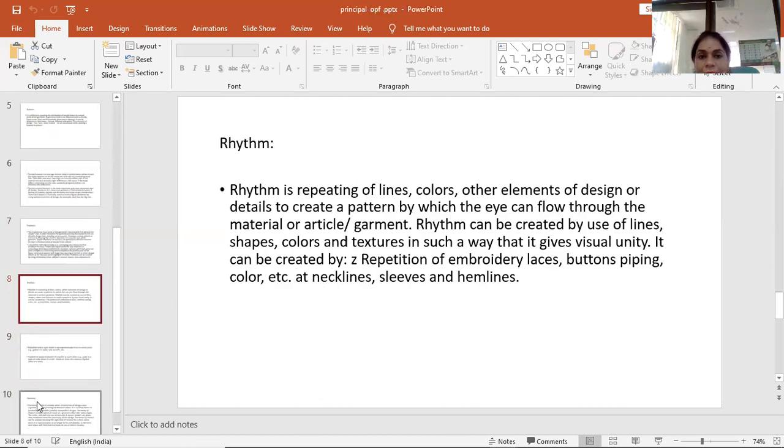Rhythm. Rhythm is the repeating of lines, colors, other elements of design or details to create a pattern by which the eye can flow through the material or article of garment. Rhythm can be created by using lines, shapes, colors, and textures in such a way that it gives visual unity. It can be created by the repetition of embroidery, laces, buttons, pipings, colors, etc. at necklines, sleeves, and hemlines.